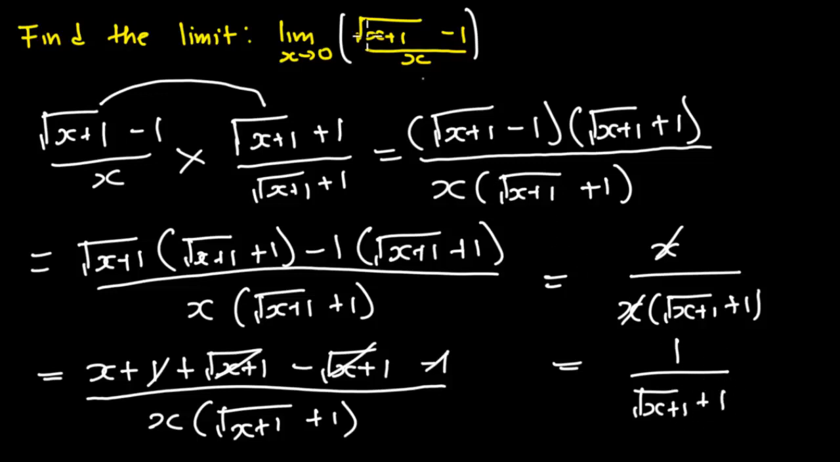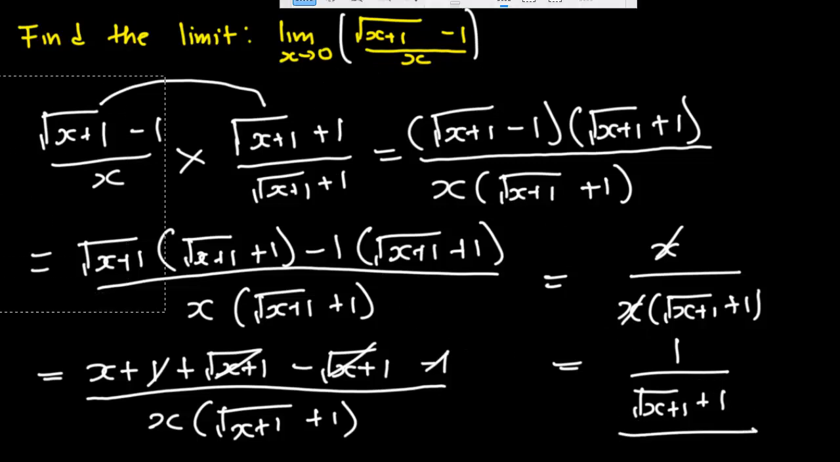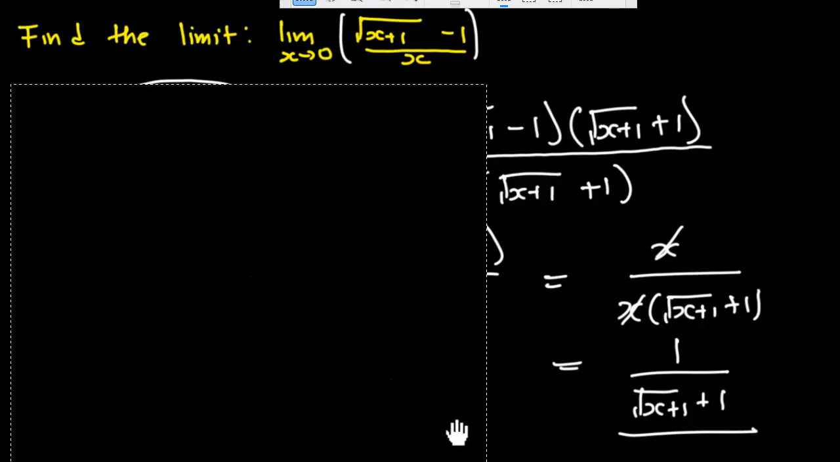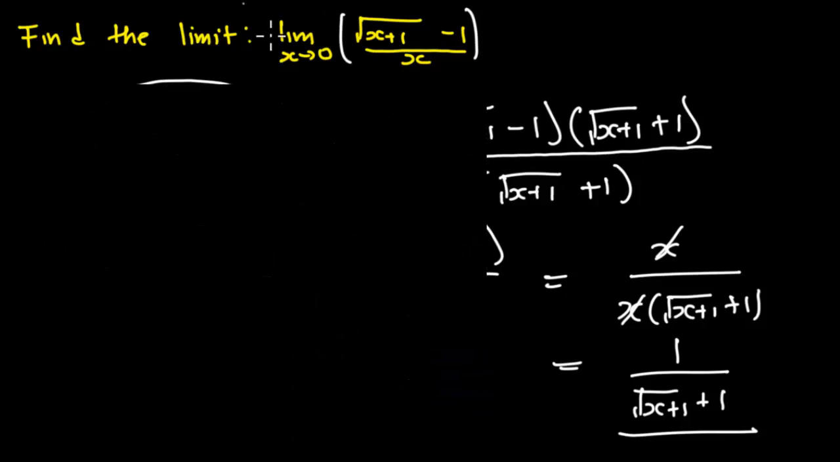And so we have been able to rationalize the function over here. So in place of the function in the limit here, we are going to write this over there. So let's do that. And so we are going to have the limit as x approaches 0, and then write this over there, 1 over the square root of x plus 1 plus 1.